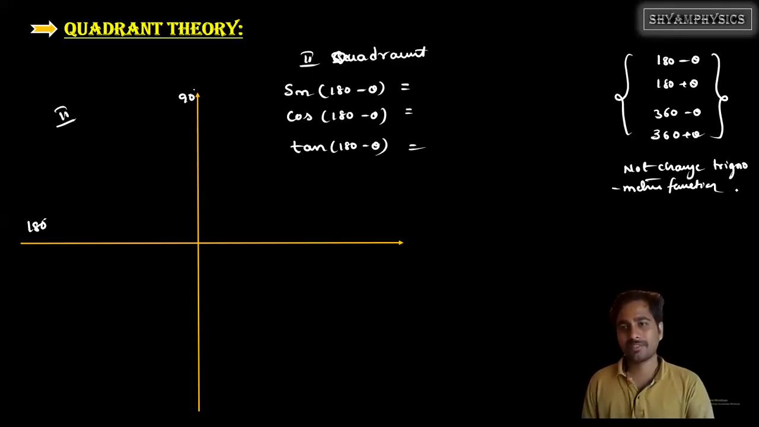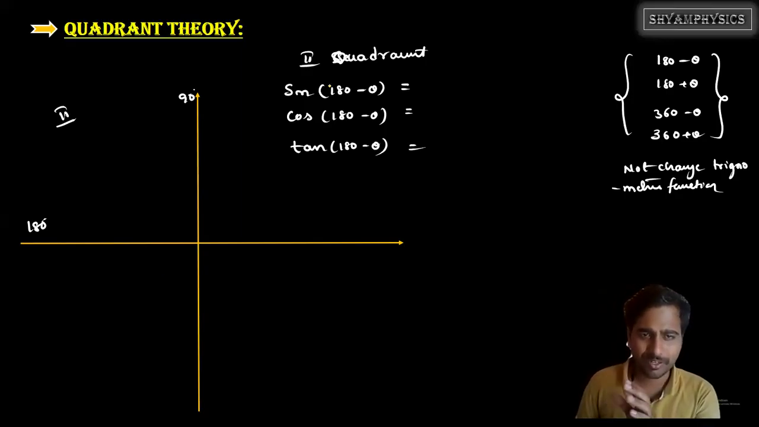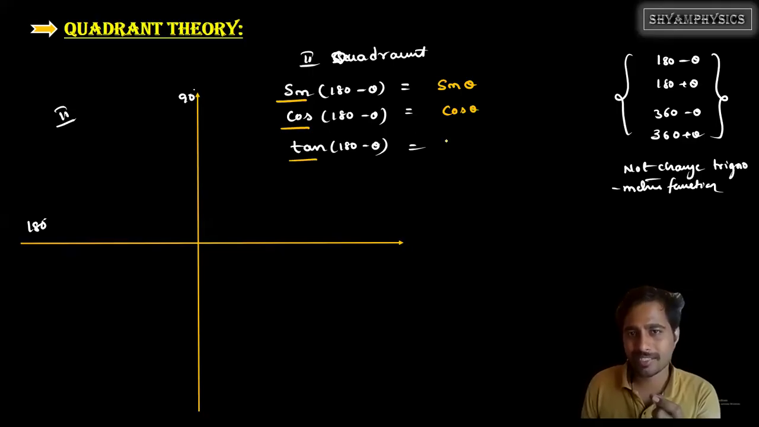The trigonometric function remains the same. For example, sine 180 minus theta: don't change the trigonometric function. If it is sine, write this value in terms of sine theta. If it is cos, write cos theta. If it is tan, write tan theta.